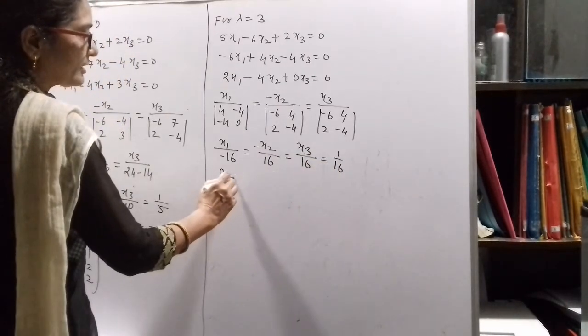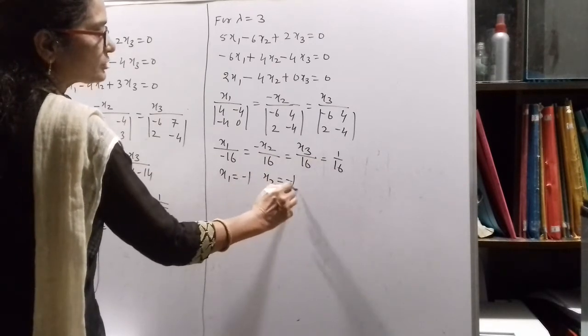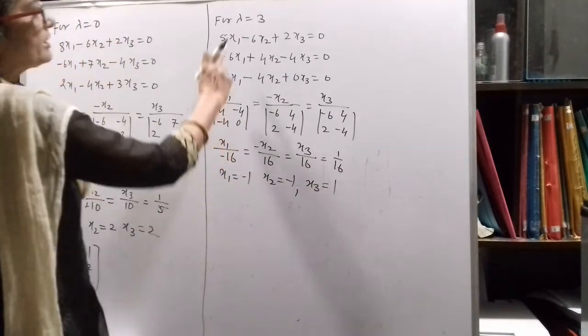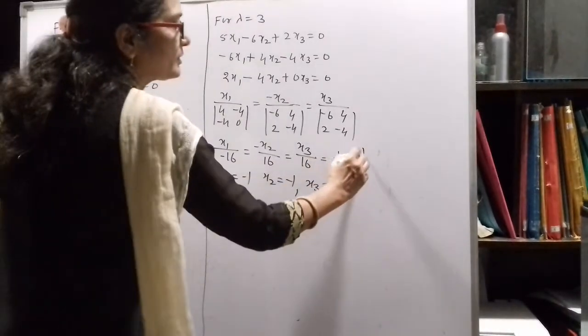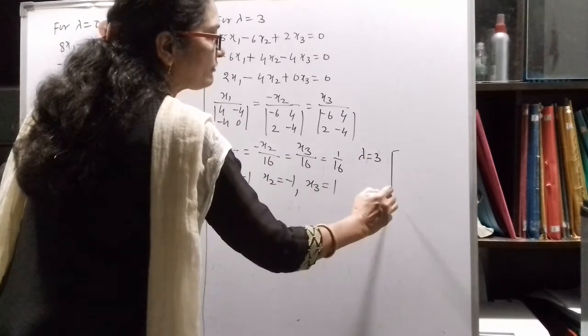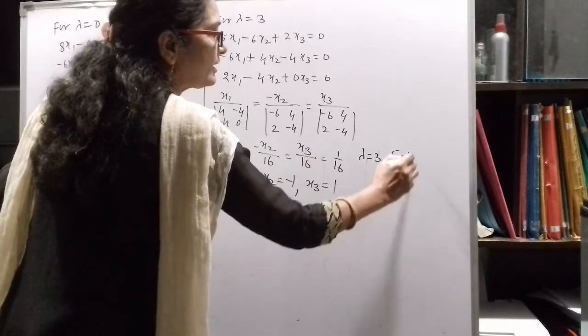So x1 we are getting minus 1, x2 we are getting minus 1, and x3 we get 1. So corresponding to lambda is equal to 3, we get the eigenvector minus 1, minus 1 and 1.